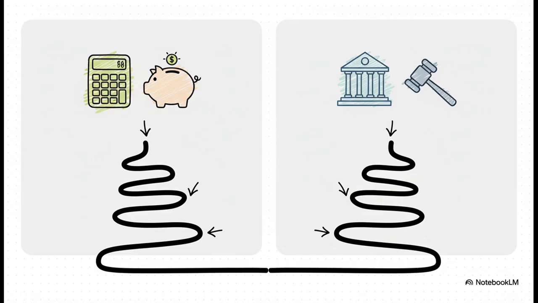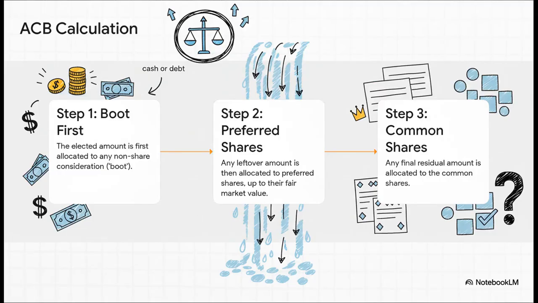PUC, on the other hand, comes from the world of corporate law. It represents the capital that can be given back to a shareholder tax-free. They really do come from different legal universes, but as we're about to see, the tax rules in Section 85 force them to align. The good news is, calculating the ACB of the shares you get follows a very clear 3-step waterfall. You start at the top with the elected amount. That's the value you and the corporation formally agree on for the transfer.